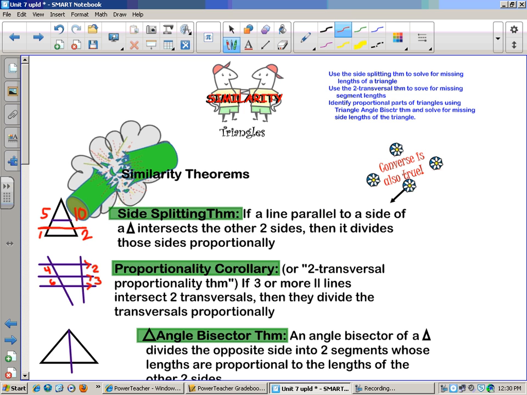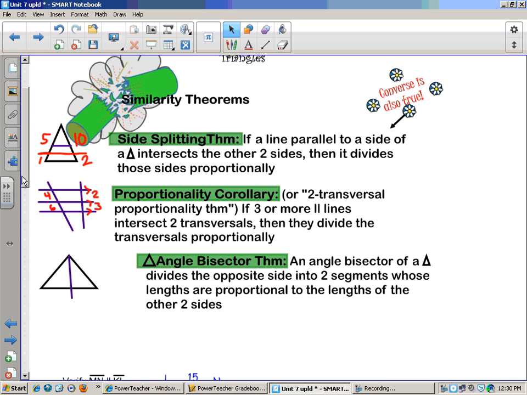Okay. All right, and the last one is the triangle angle bisector. We know all about angle bisectors, right? We've drawn them to draw incenters, and we've done a lot of work with constructing angle bisectors.